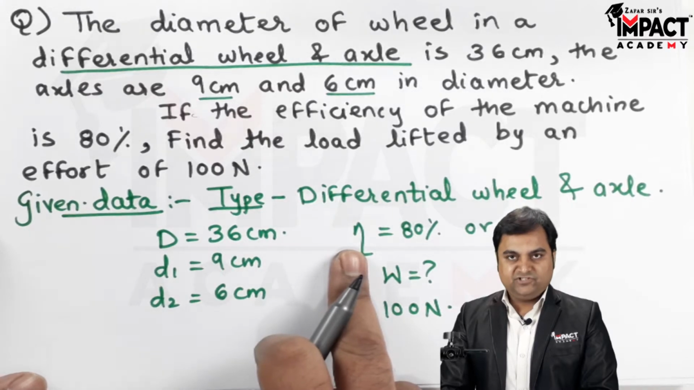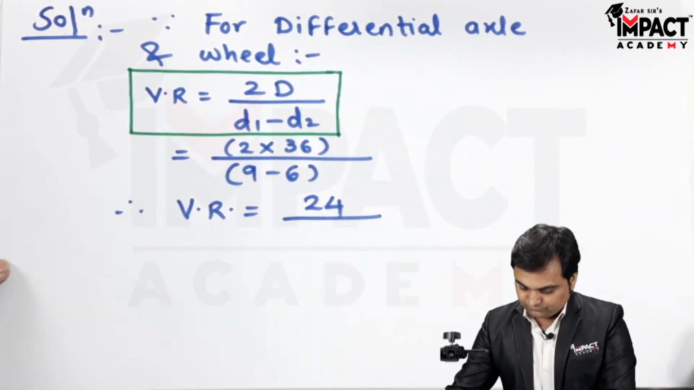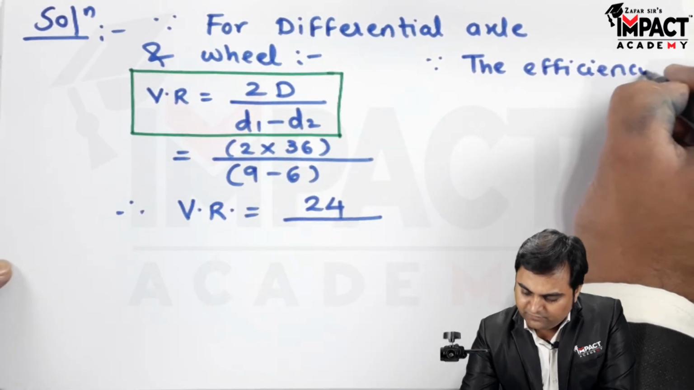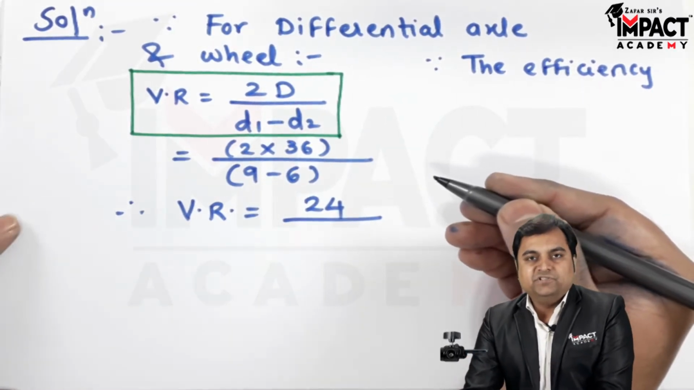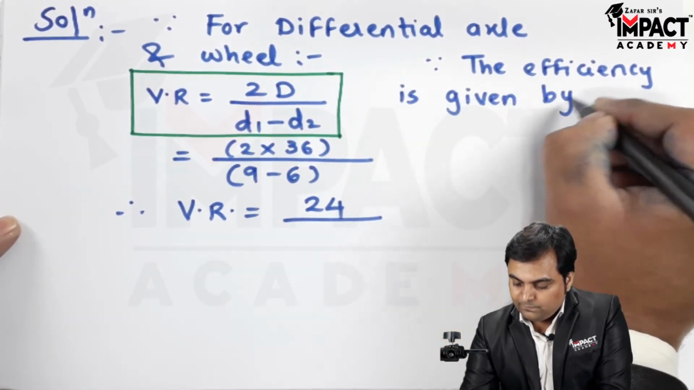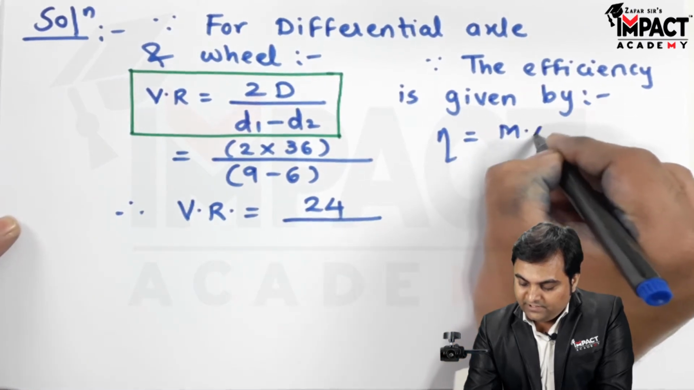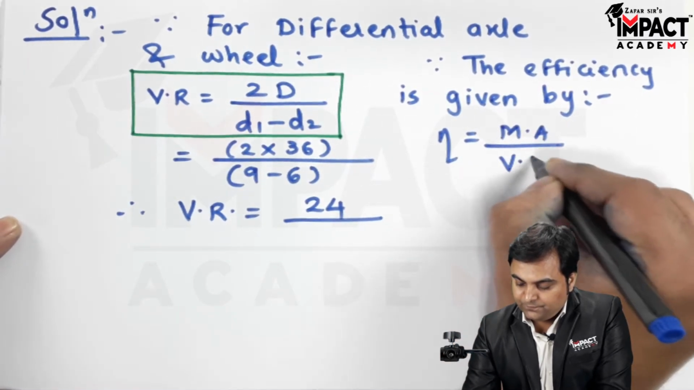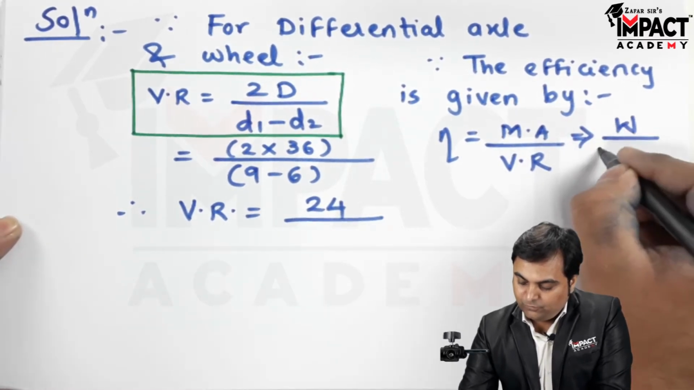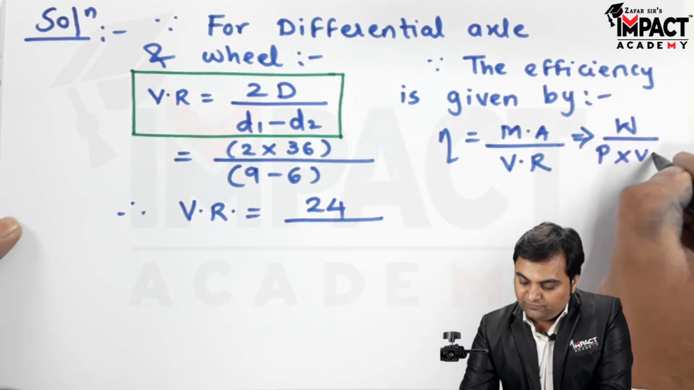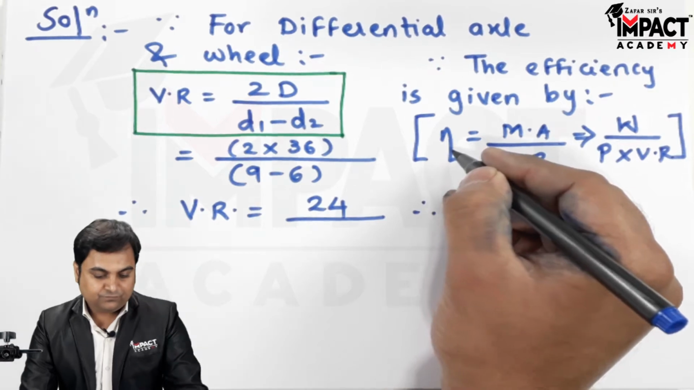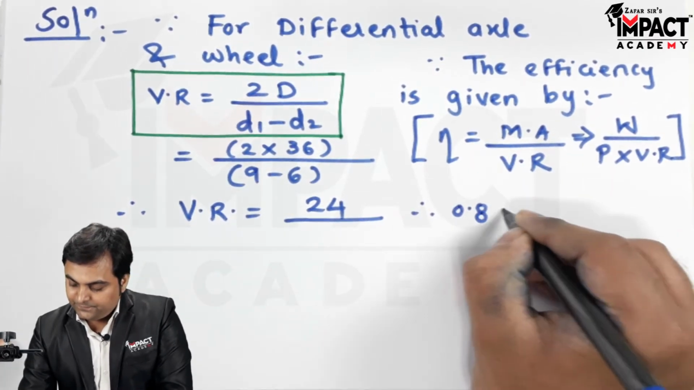Now the question is, we have to find the amount of load which has been lifted. For that I use the efficiency formula. And this is the general formula which is used for all kinds of simple machines, that the efficiency is given by mechanical advantage upon velocity ratio. Mechanical advantage is given by W upon P, that is load upon effort, into VR. So therefore efficiency is known to us, that is 0.8.